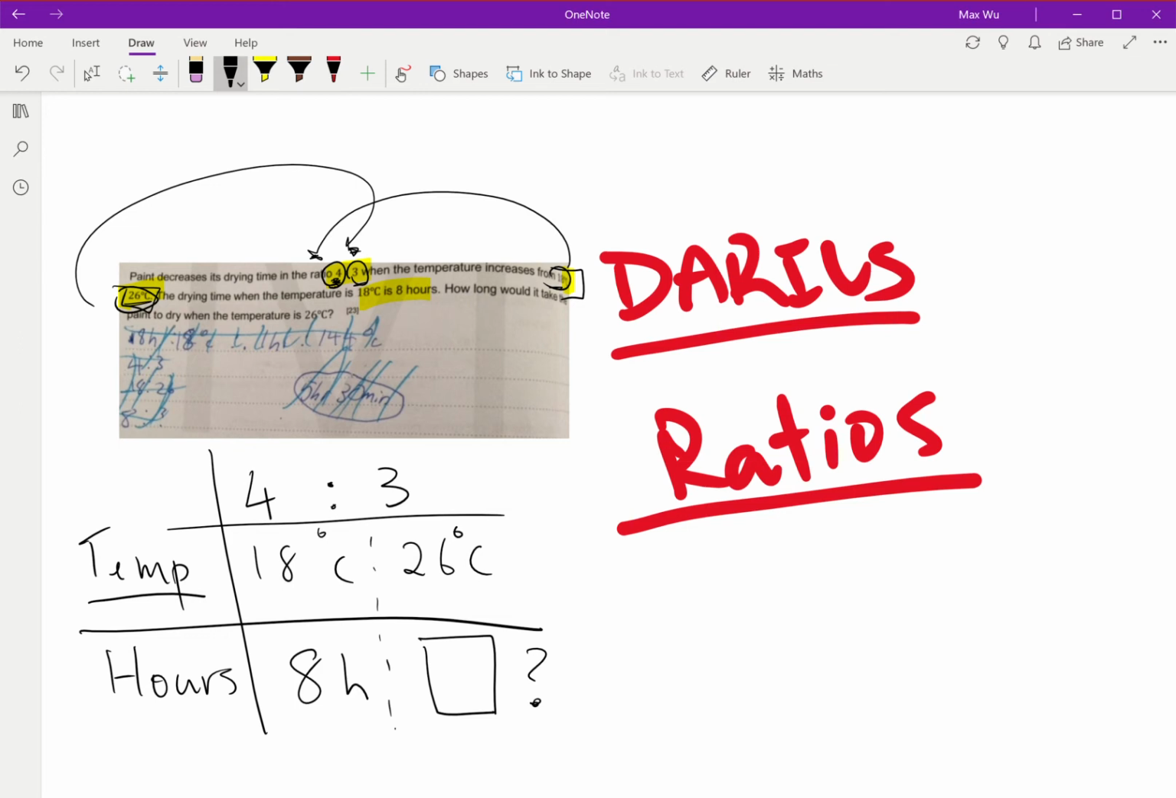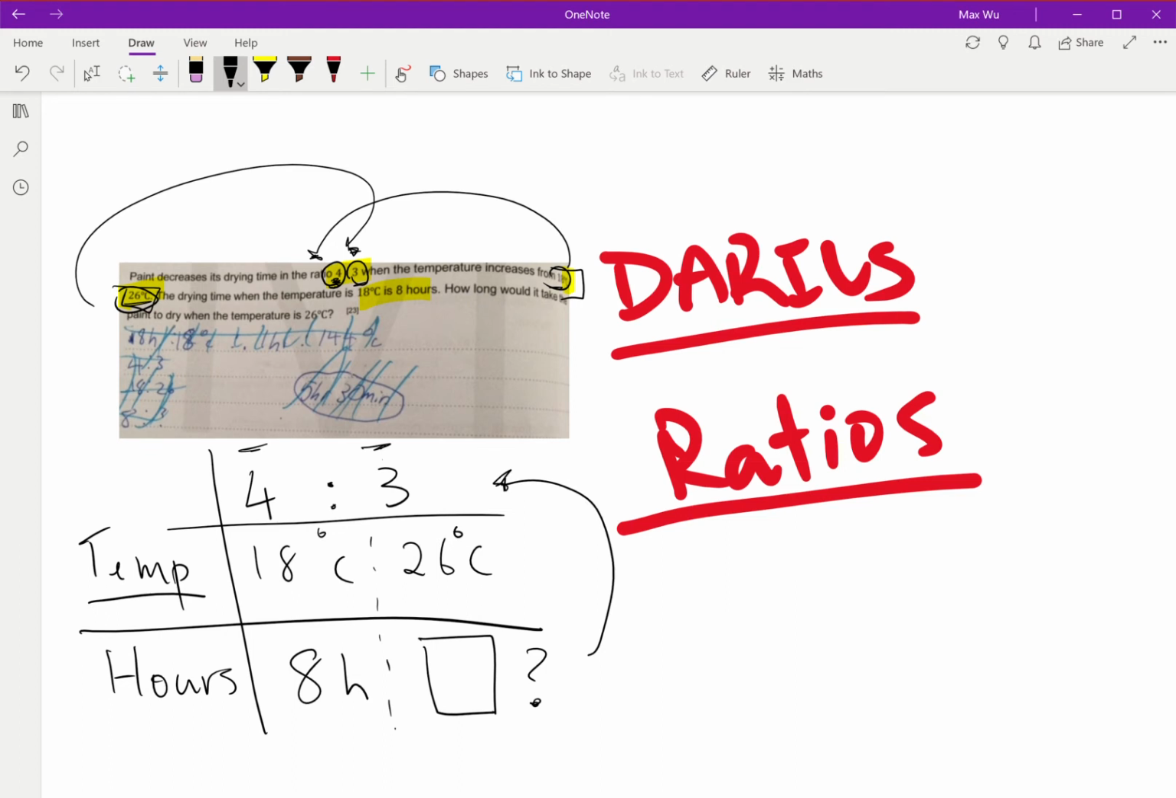Should it increase or decrease? Let's think about it. It says it is 4 to 3, right? And as the temperature increases, the drying time should therefore what? It should decrease, right? Because if the temperature is increasing, paint should dry faster. So it makes sense that the ratio is 4 to 3.